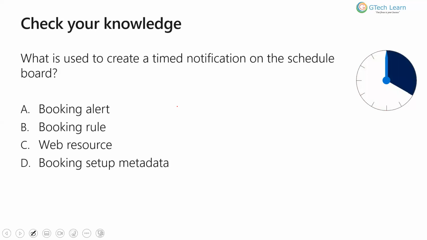What is used to create a timed notification on the schedule board? Whether it is going to be your booking alert, is it going to be your booking rule, is it going to be the web resource, or is it going to be the booking setup metadata? So let's get your answers on the chat now and let me start a timer for the same.